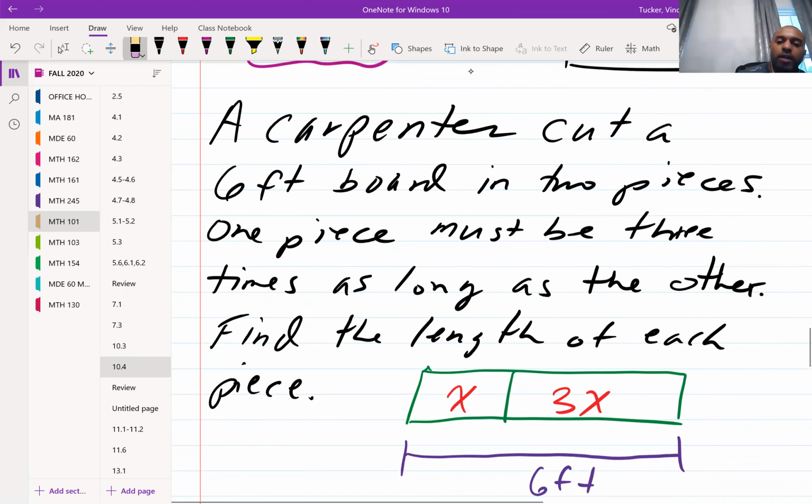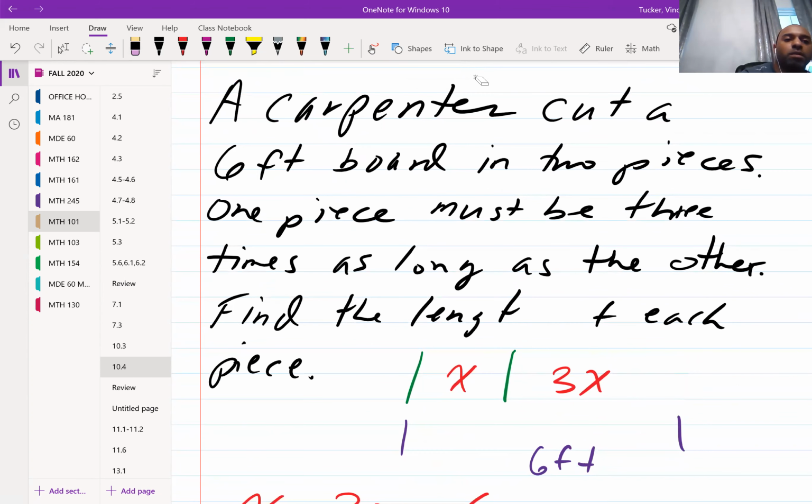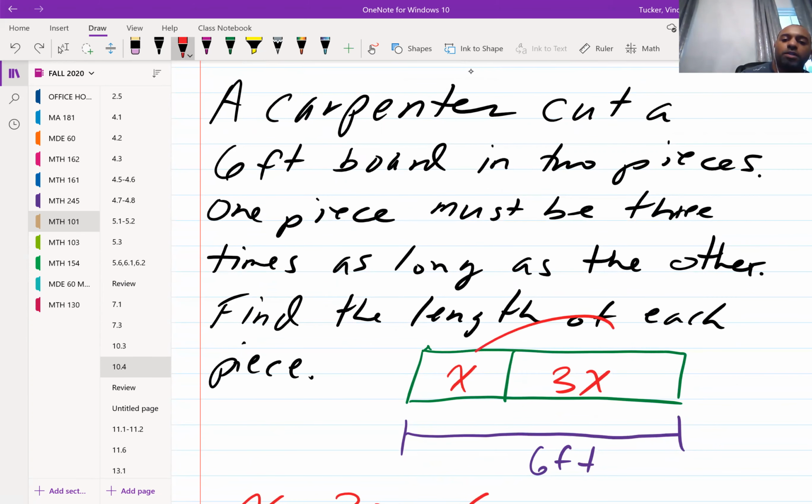So look at my little diagram right here. So we have our board, like I said, is 2 pieces. We can call one X and call the other one 3X. So like I said, one is 3 times the other piece, and both pieces together will give us 6 feet.